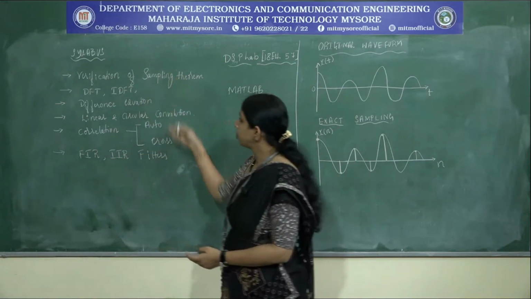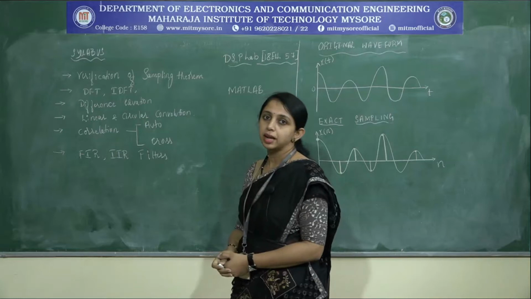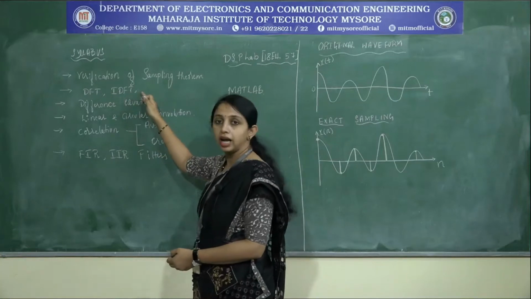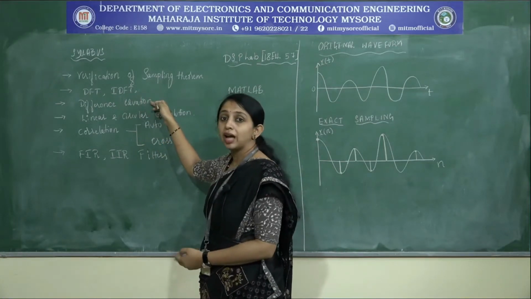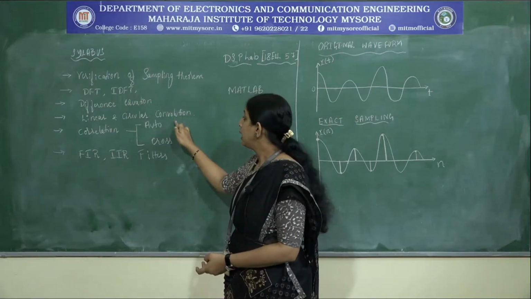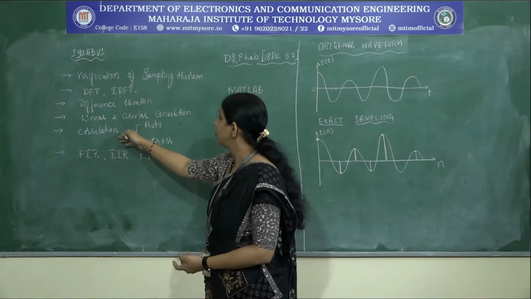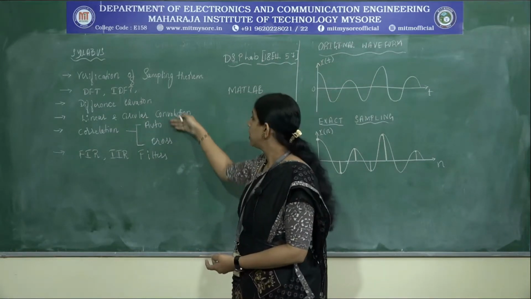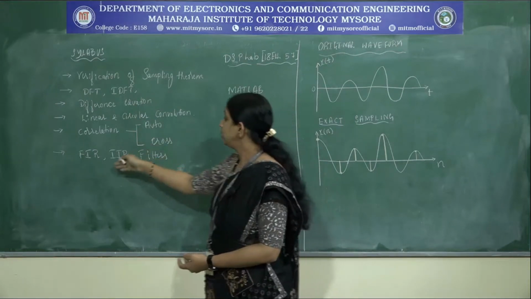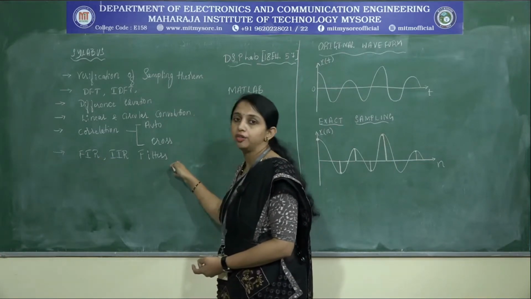So I have listed out the experiments in the syllabus. The first experiment we have is verification of sampling theorem. Then we have computation of DFT and IDFT. Then we need to calculate the value of the difference equation. Next we have calculation of linear and circular convolution. Then we come to correlation, which includes two different types: one is autocorrelation and another one is cross correlation. Along with this, we need to study the design and implementation of FIR and IIR filters.